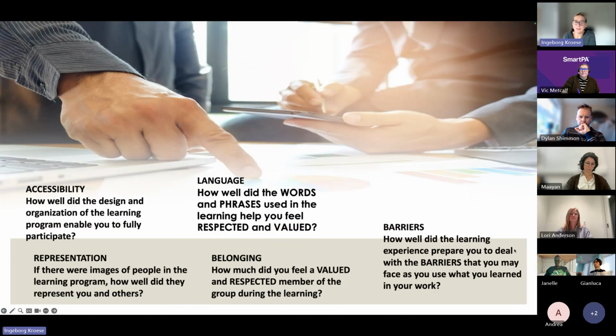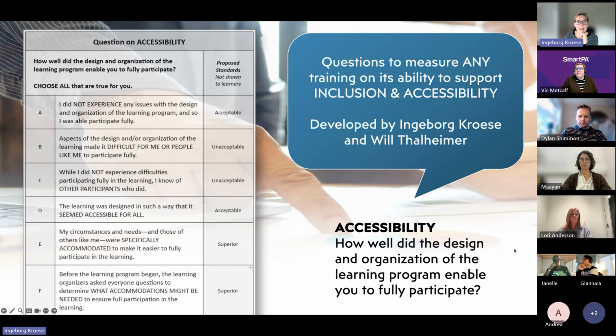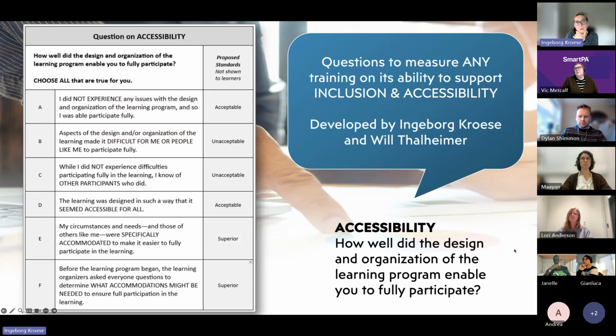The 5 questions that we designed are on accessibility, representation, language, belonging, and real-life barriers. So, to what extent were your real-life barriers discussed in the program? This is about realities being reflected in the program. This is the example of the question on accessibility.